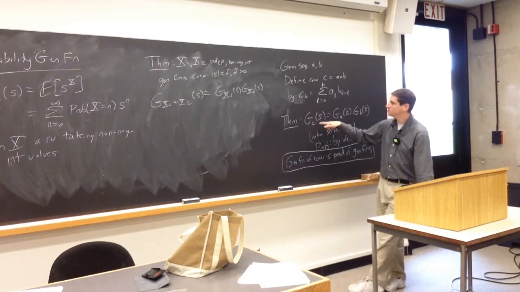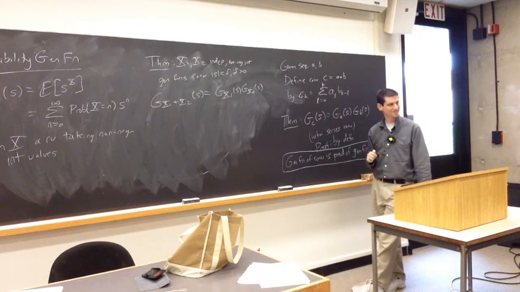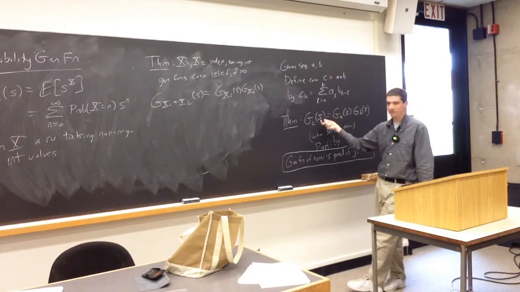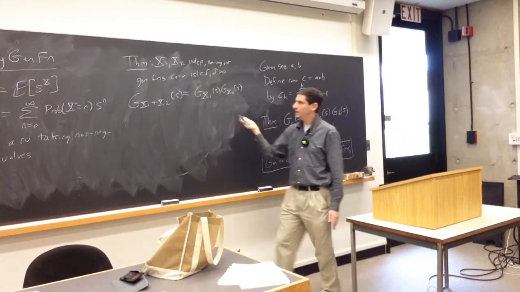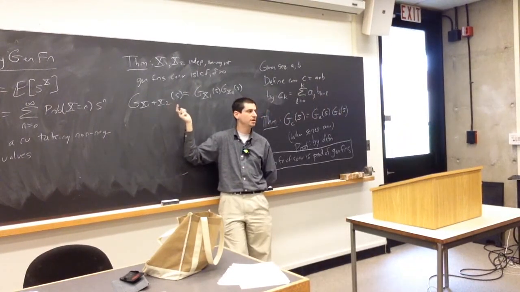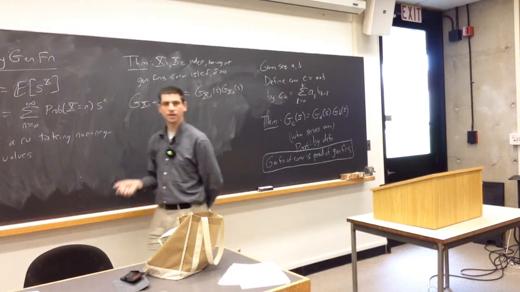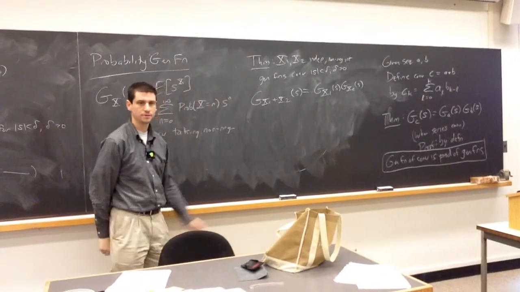If we have a sequence defined by convolution, then the generating function of the convolution is the product of the generating functions. If I have two independent random variables and they take on integer values, it's beautiful. It's just the convolution. Okay?